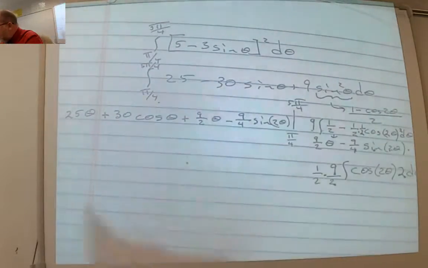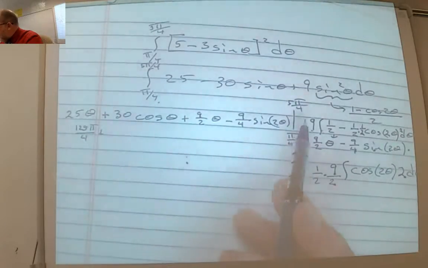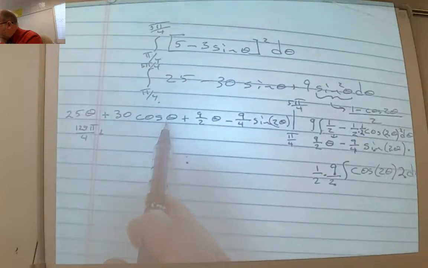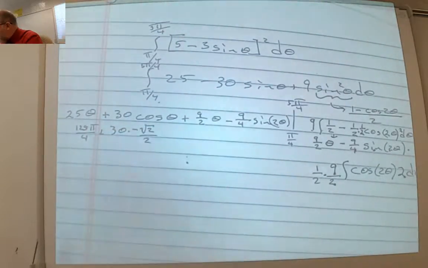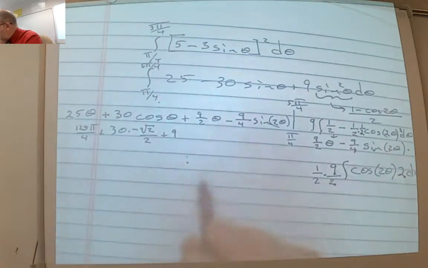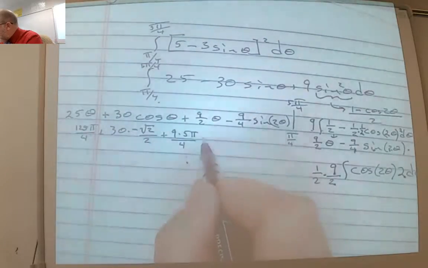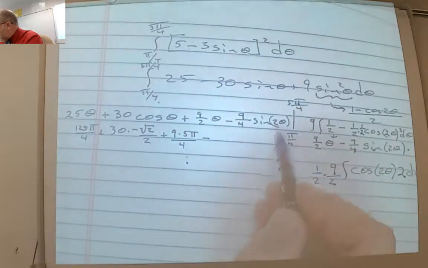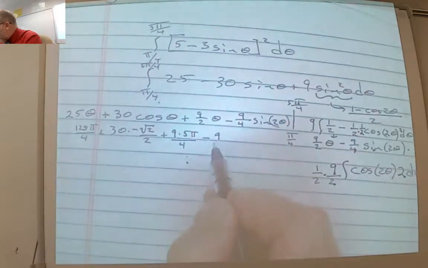So I'm going to plug in 5 pi over 4, and I get 125 pi over 4 plus, the cosine of 5 pi over 4, I believe, is negative square root of 2 over 2. So I have 30 times negative square root of 2 over 2, plus 9 times 5 pi over 4, minus, if I put 5 pi over 4 in here, multiply it by 2, I get 5 pi over 2, and I believe that sine is 1, so I think I get 9/4.